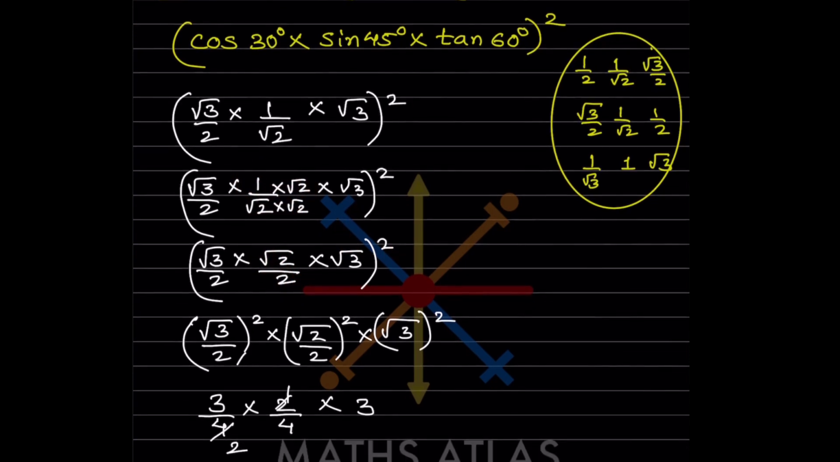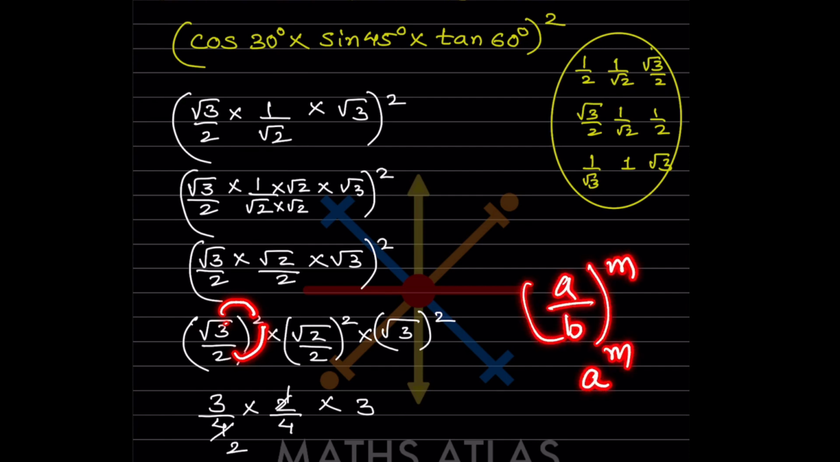So now what will you do? This into this, that will be root 3 by 2 square. This into this, that will be root 2 by 2 square. Again this into this, that will be root 3 square. So now when you take this one, you have to multiply this into this, because (a/b) raised to m is a raised to m divided by b raised to m. This is the rule. So be careful with this also.